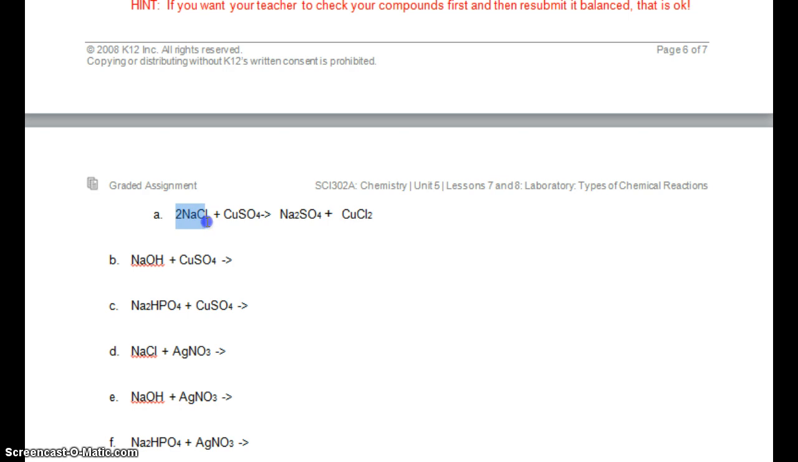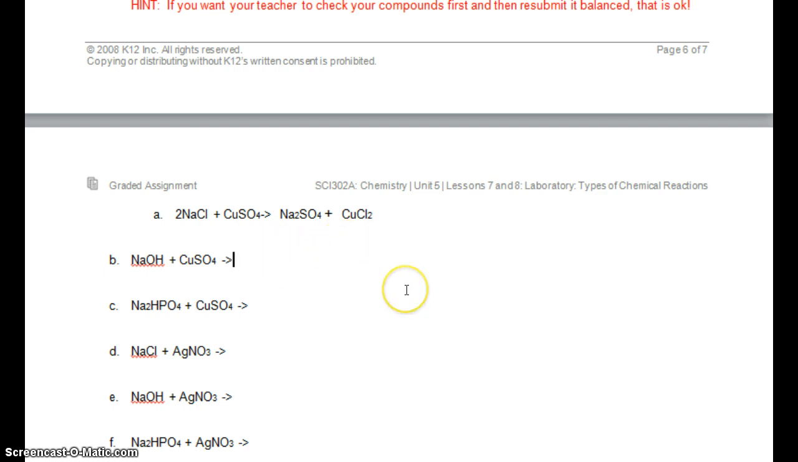So this one says I have 2 copies of the NaCl. I have 2 Nas on this side, 2 Cls on this side. I have 1 copper on this side, 1 copper on this side, 1 SO4 on this side, 1 SO4 on that side. I'm balanced. I could also say I have 1 S on this side, 1 S on that side, 4 oxygens on that side, and 4 oxygens on my reactant side. But I just said SO4 because it's a polyatomic ion. Either way, it doesn't matter. I have the same number of every element on both sides, so it's done. Woohoo!